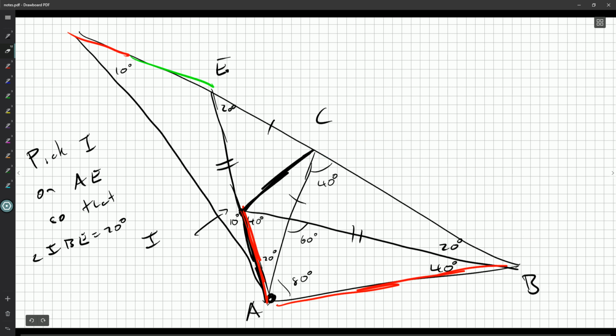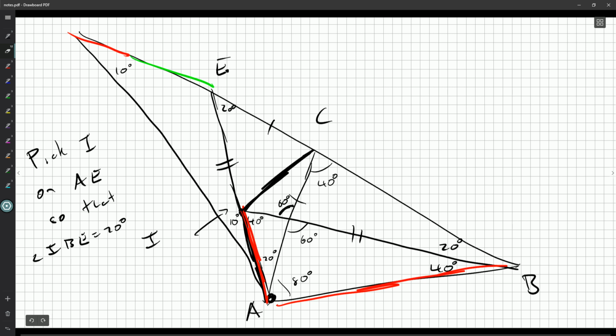So, is there a way to show that BCI is isosceles? So with the 20 there, we would need what? 80. So we would need a 40 here and an 80 here. Ah, but we've got a 60. Nah, no. That's not what I'd like.